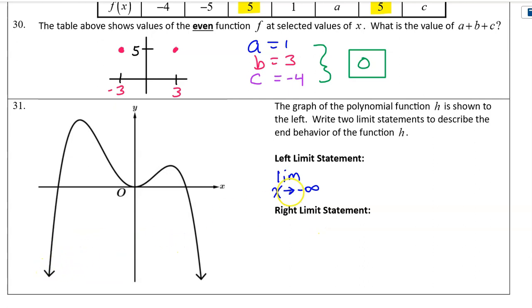Left end behavior always starts out the limit as x approaches -infinity, because that means as we go towards the left. Right end behavior always starts out the limit as x approaches +infinity, because that means as we go towards the right. To express the idea that f of x is falling as we travel to the left, we say the limit as x approaches -infinity of f of x is -infinity. That's the falling aspect. F of x is also falling on the right, so the limit as x approaches +infinity of f of x is also -infinity.